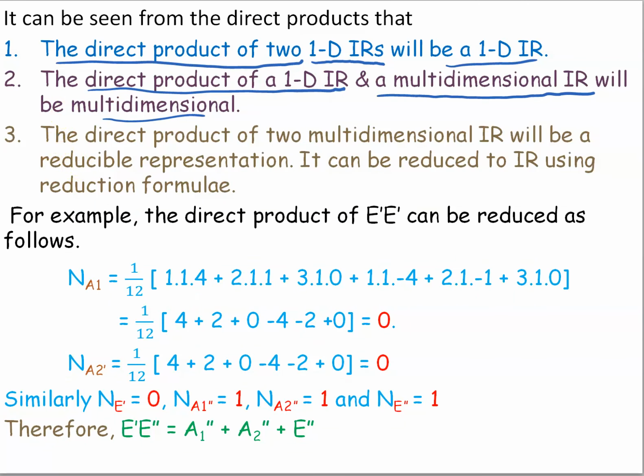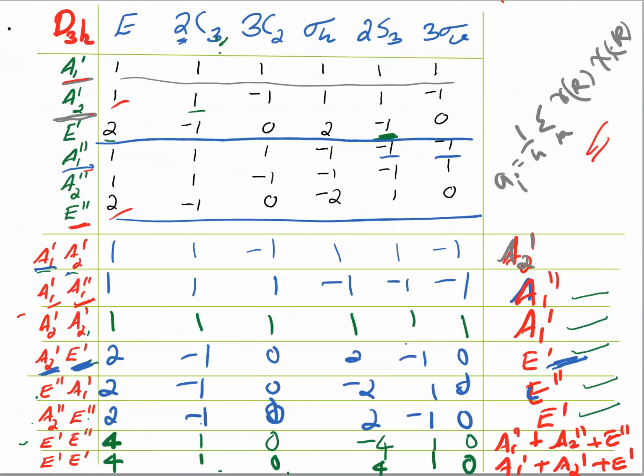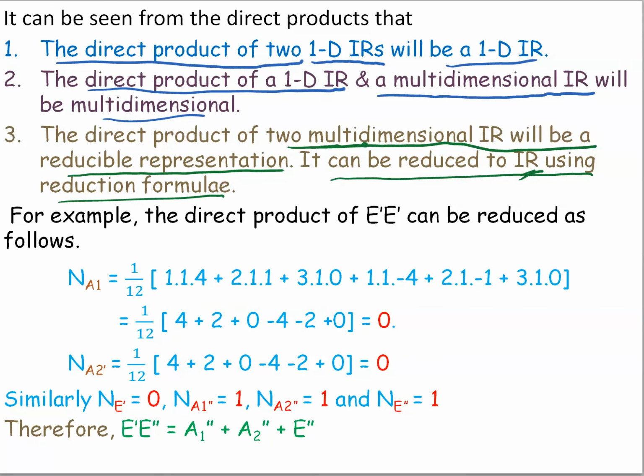Third thing, the direct product of two multi-dimensional IRs will be a reducible representation. It can be reduced to irreducible representations using the reduction formula. That is, if you are using two-dimensional IRs, we get a reducible representation, and it can be reduced using the reduction formula. This is the case of E dash representation reduced by using the reduction formula.